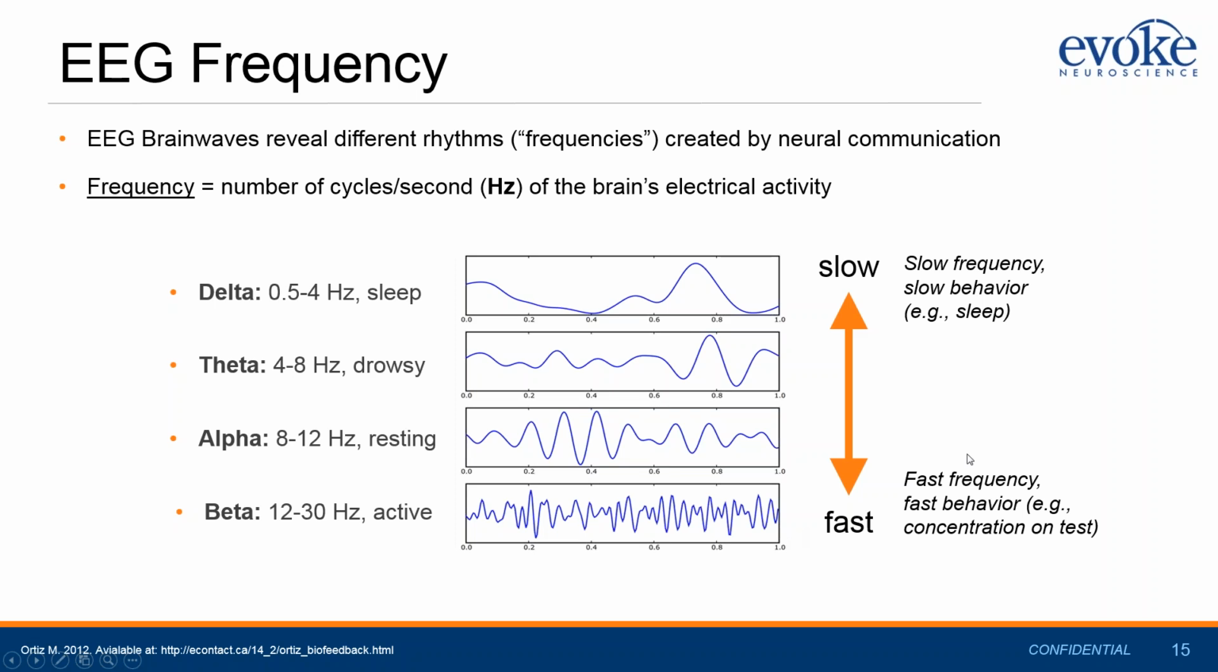Now, if you have attended these lunch and learns in the past, you should remember that we care about frequencies and the speed of frequencies because they correlate to different behaviors. So slow frequencies are related to slow behaviors. Delta is related to deep sleep. Theta is related to feeling drowsy or daydreaming off in la-la land. And fast frequencies are related to fast behavior. So beta is really active, you're concentrating, you might be hyper alert.